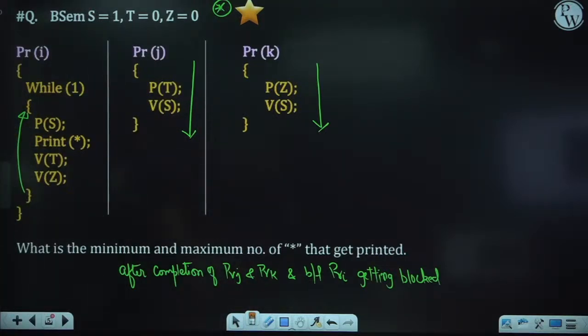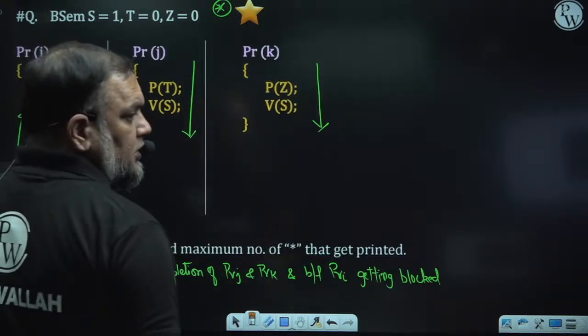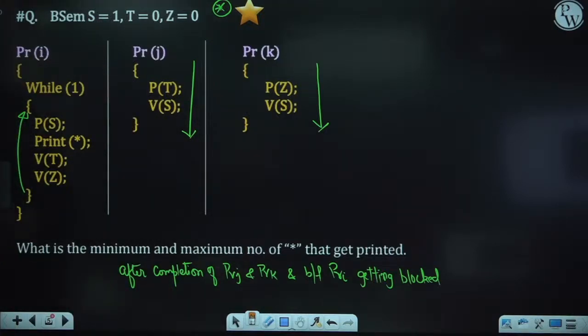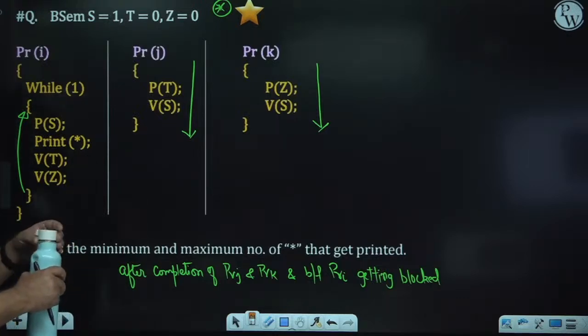Think well and tell. You can execute the processes in any order. You can start with process I, or with J, or with K. You can start with any process. But the condition is that J and K should get terminated, should get completed, and process I should get blocked. After process J and K complete and process I gets blocked, what is the minimum and maximum number of times that star can get printed? Okay.